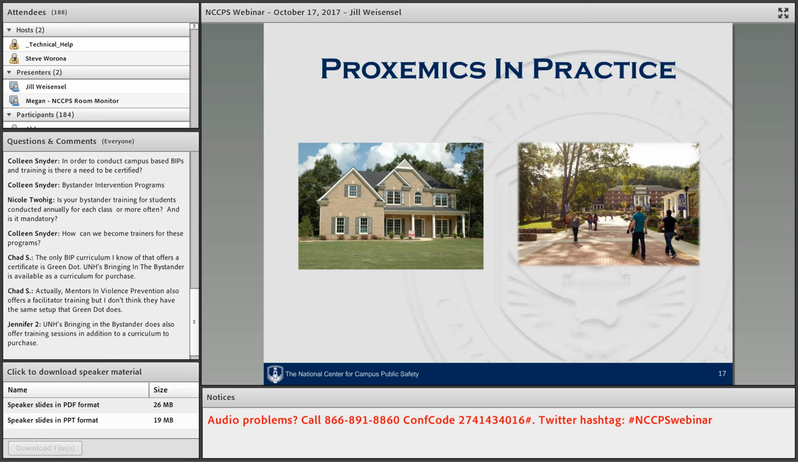Why should they not be a part of your bystander efforts? They are part of your community. They're part of the people who can see the things that are happening that are going wrong, and can give you really good information about what's happening in your campus community.